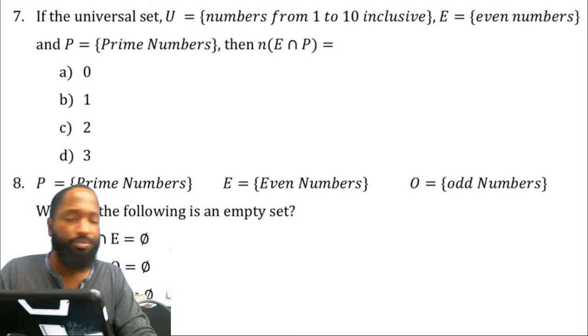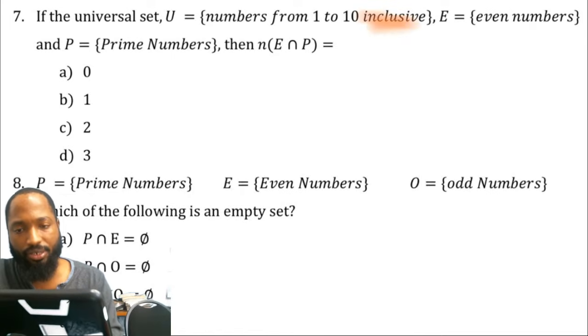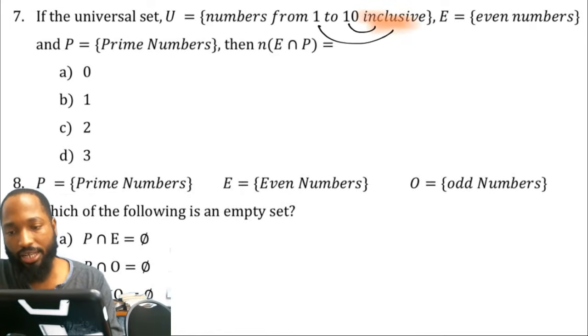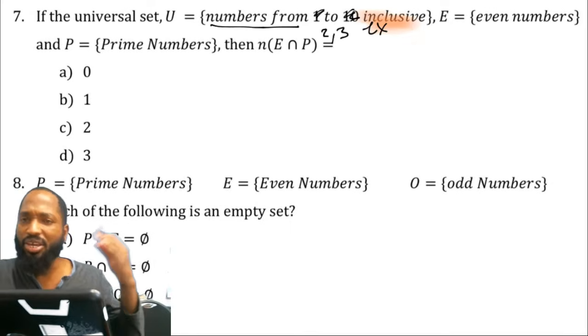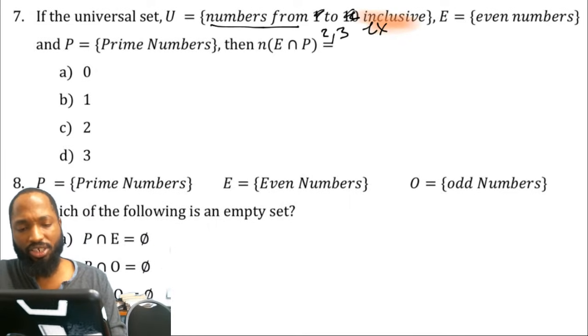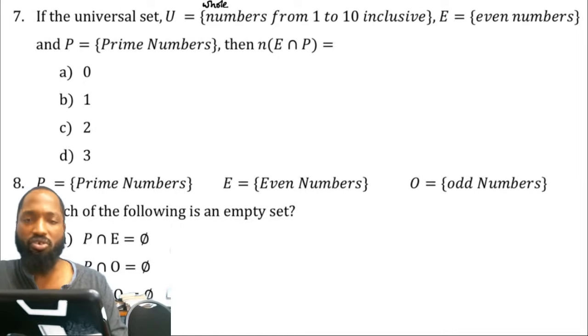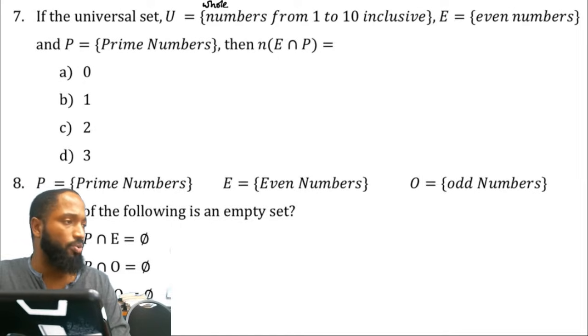Answers for number 7. If the universal set U is numbers from 1 to 10 inclusive, what does inclusive mean? That means including 1 and 10. If they put exclusive, don't study the 1 and the 10, just start from 2. And when they say numbers from, if they put it like that dry, you know you're dealing with counting numbers. So really, they should be natural numbers, or I should say whole numbers from 1 to 10, or natural numbers. So you can throw in the word whole there.